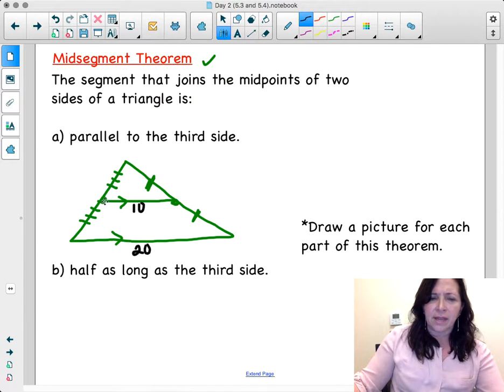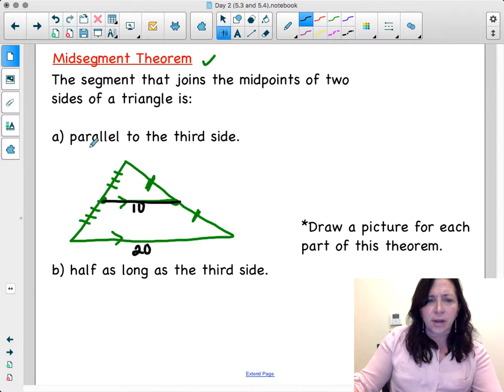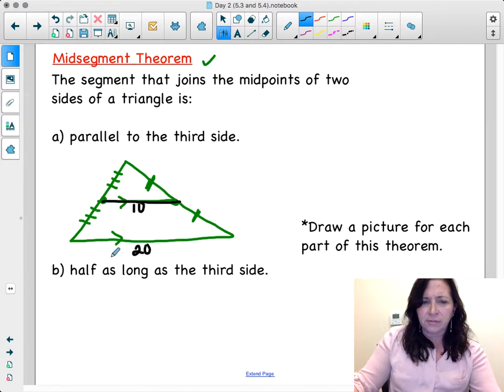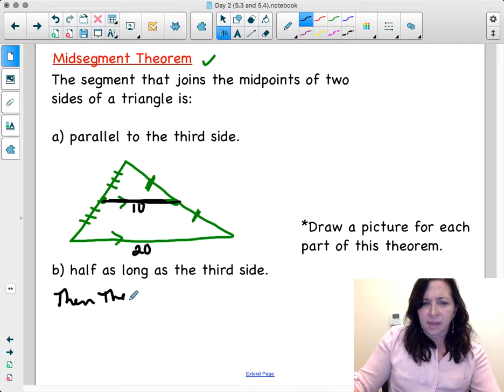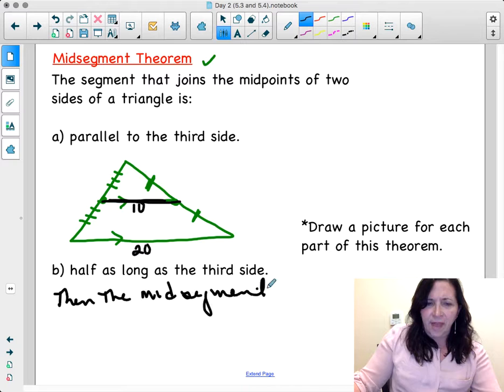And this length here, that's the mid-segment, because the theorem states that if the segment that joins the midpoints of two sides of a triangle is parallel to the third side, check, then the mid-segment is half as long as the third side. So therefore, that's half as long.